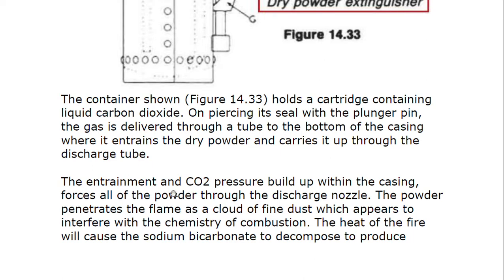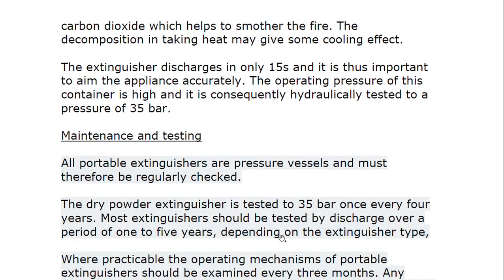The entrainment and CO2 pressure build-up within the casing forces all the powder through the discharge nozzle. So all the powder is forced out because of the pressure. The powder penetrates the flame as a cloud of fine dust, which appears to interfere with the chemistry of combustion. The heat of the fire will cause the sodium bicarbonate to decompose to produce carbon dioxide, which helps to smother the fire. Now the smothering is happening because the sodium bicarbonate decomposes and produces CO2.